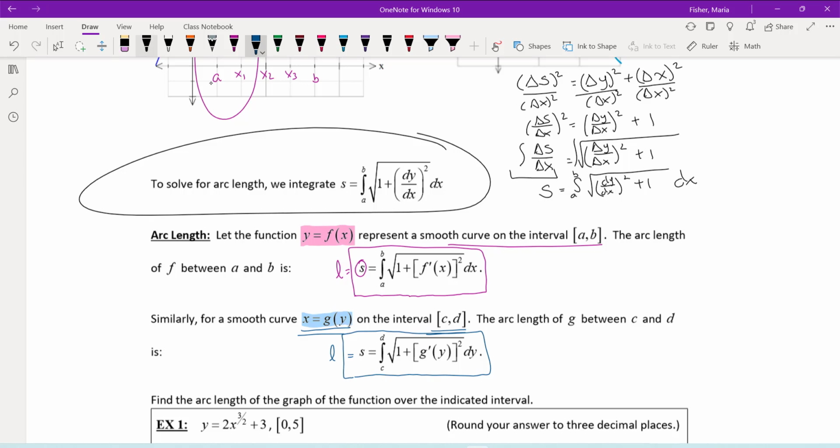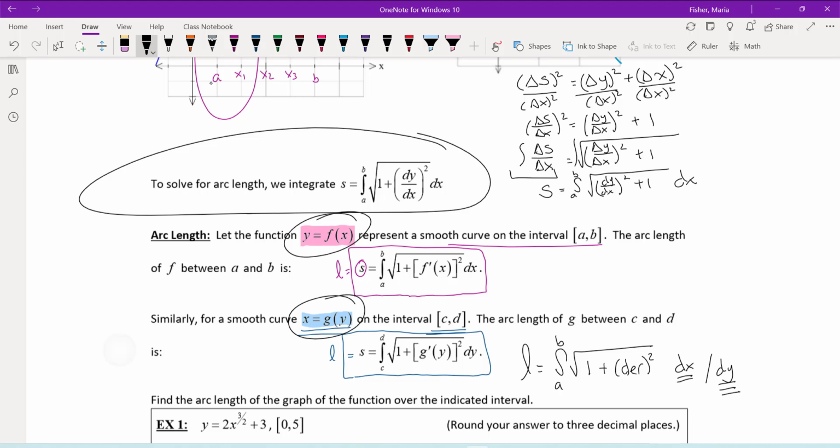These formulas are essentially the same thing. The formula for arc length is always just going to be that your arc length is equal to the integral from a to b of the square root of 1 plus the derivative of that function squared, and then dx if you're given y as a function of x, or dy if you're given x as a function of y.